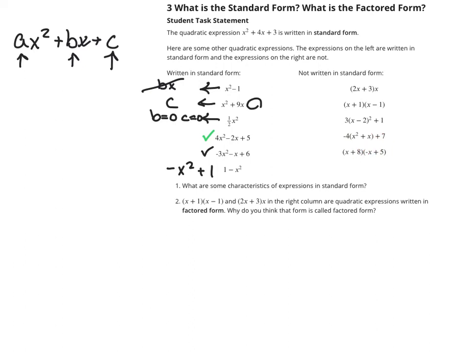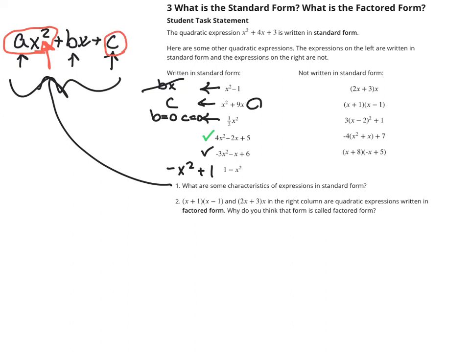What are some characteristics of expressions in standard form? Okay, we've talked through this. That right there is the big one. Ax squared plus bx plus c. The term with the variable and the highest exponent, sorry, I lost that word for a second, is always written first. The constant is always written last. Okay, we go from higher power to lower power.